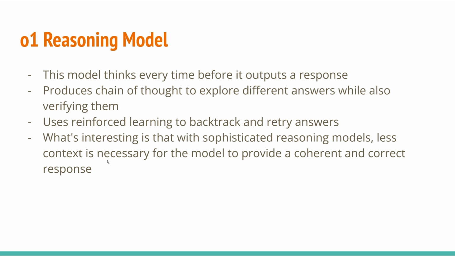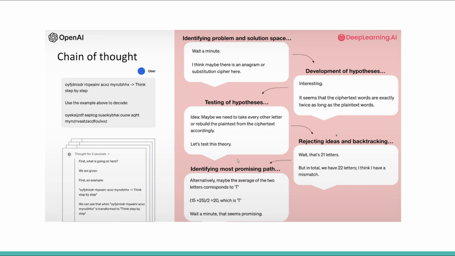So like I said here, less context is necessary for the model to provide a coherent and correct response. There is really no context. There really isn't any explanation. The user didn't tell it, I'm going to give you an encrypted string. It didn't say that these words were twice as long as the English translation. There's not a lot of context here, right? You just gave it an encrypted string, you told it what this means, and it says, use this as a reference to decrypt this one, right?